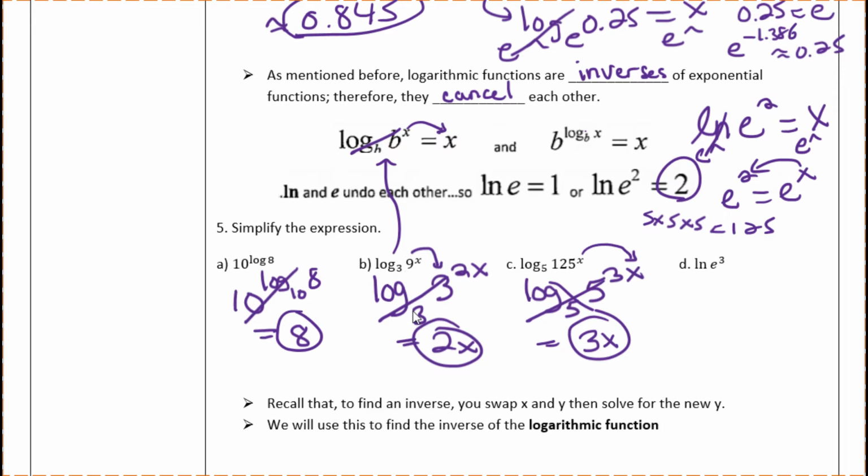And then for this guy, we have log base e. Remember, ln is log base e, and then we have e to the third power. Since these are the same, they cancel each other out, leaving you with 3. All right, so these are just shortcuts to get straight to the answer.